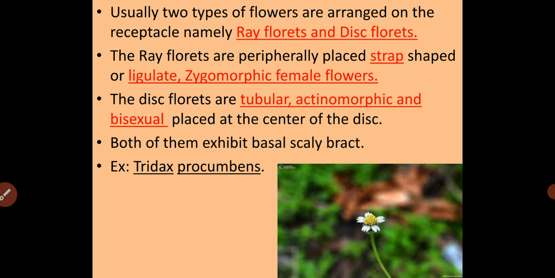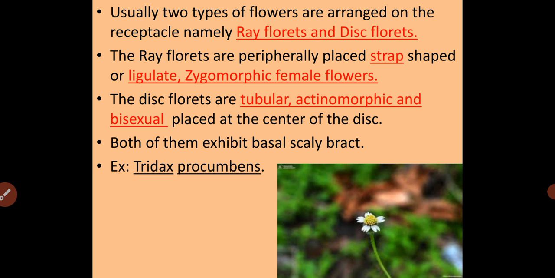Usually there are two types of florets present. One is the ray florets, another one is the disc florets. Ray florets are strap shaped. These are ligulate, zygomorphic, female flowers, whereas the disc florets are tubular in nature, actinomorphic and bisexual flowers, which are present exactly at the center. Both of them exhibit the basal scaly bract, which is commonly seen in case of Tridax.